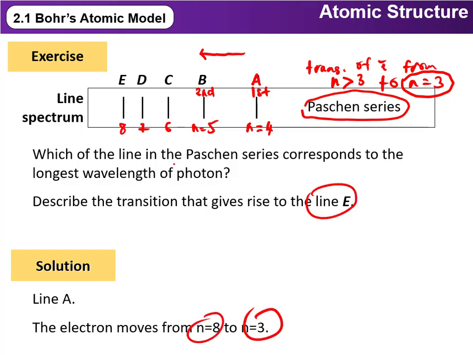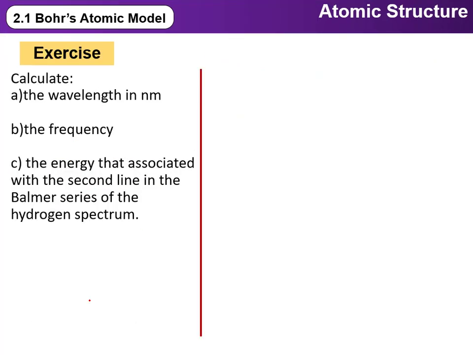Which line in the Paschen series corresponds to the longest wavelength? The longest wavelength is A, because from right to left, what happens to the wavelength? It becomes shorter. So the answer is line A.